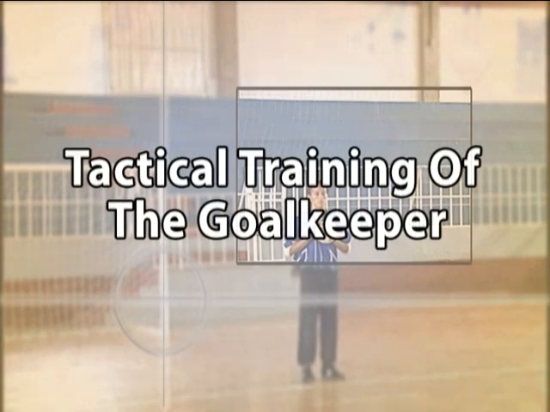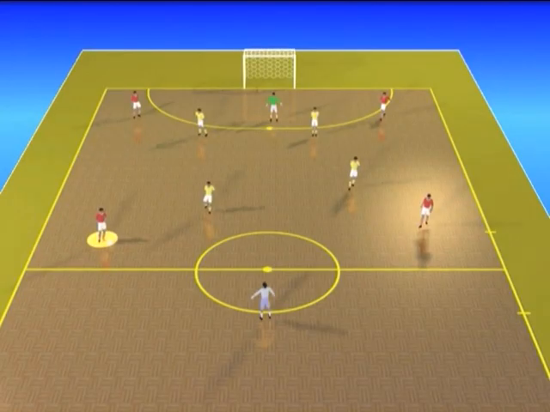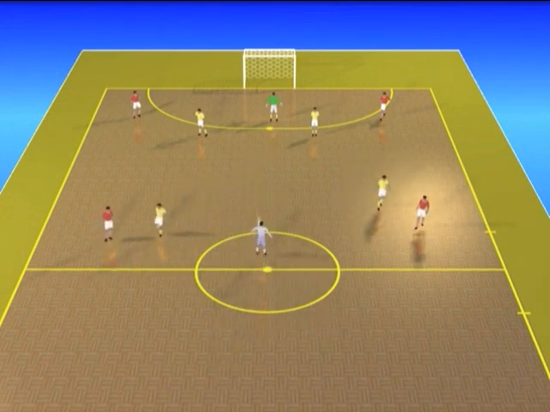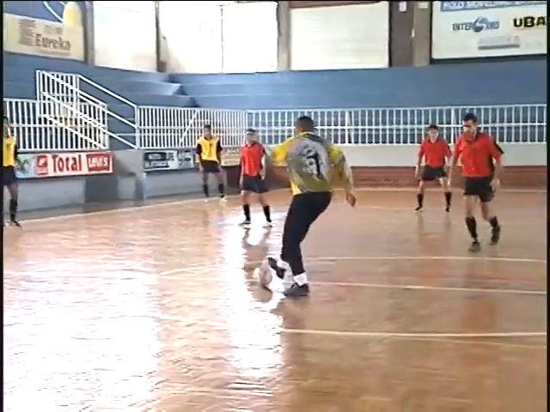Tactical training of the goalkeeper. The tactical element of futsal should be an integral part of the coaching plan for the goalkeeper if he is to participate fully in the game. Therefore, the coach must include the goalkeeper in the tactical training of the team. Tactics are the rational and operational elements of the game on both defense or offense, using individual, group, or team tactics.